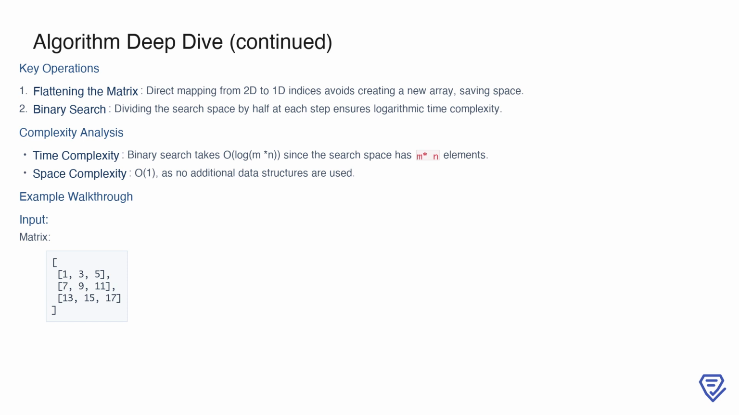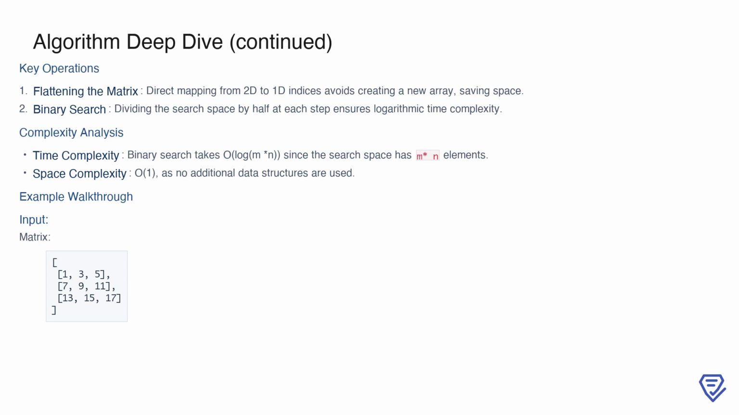logarithmic time complexity. Speaking of complexity, the time complexity of this approach is O(log(m*n)), where m*n represents the total number of elements in the matrix. This is because the binary search operates over the entire conceptual 1D array. The space complexity is O(1), since no additional data structures are used, and only a few simple variables are required.